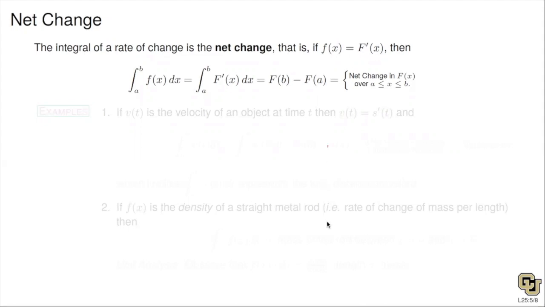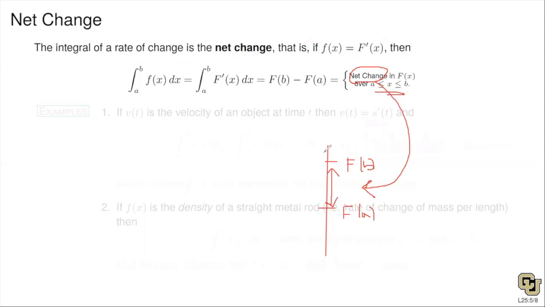So what does that mean? Well, here's F of a, and I think of F of a sort of as a starting value, and here's F of b. Now when I do F of b minus F of a, we're calculating this difference, and that's what's thought of as the net change in capital F over the interval a to b.